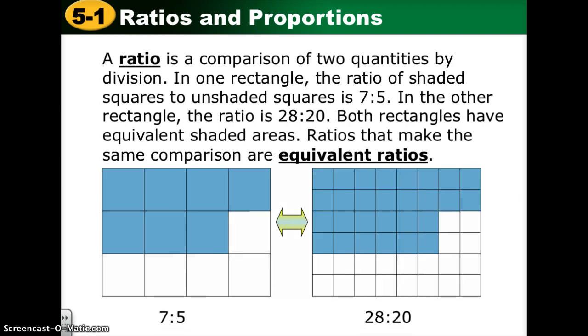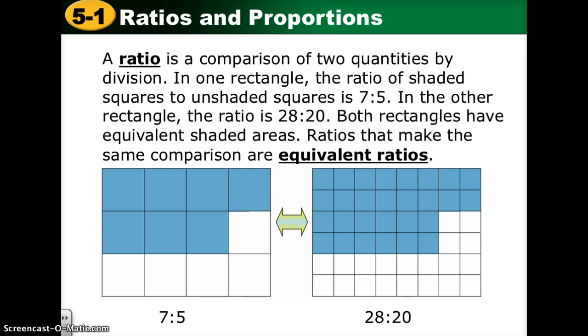Let's start with a ratio. A ratio is a comparison of two quantities by division. In one rectangle, the ratio of shaded squares to unshaded squares is 7 to 5. That means there are 7 blue to 5 white. In the other rectangle, the ratio is 28 to 20, 28 blue to 20 white.